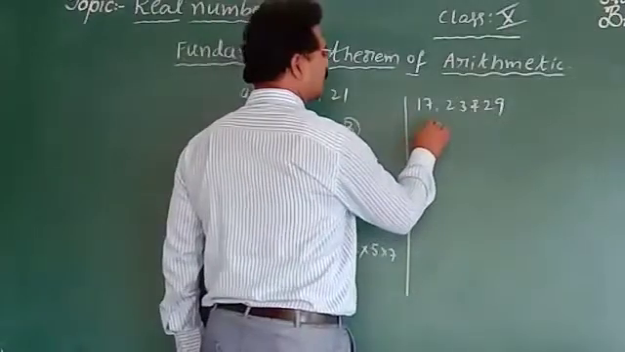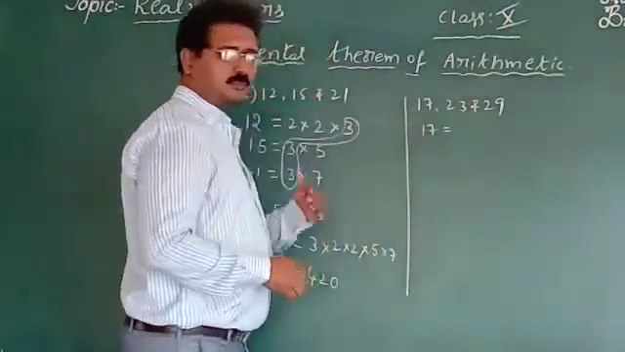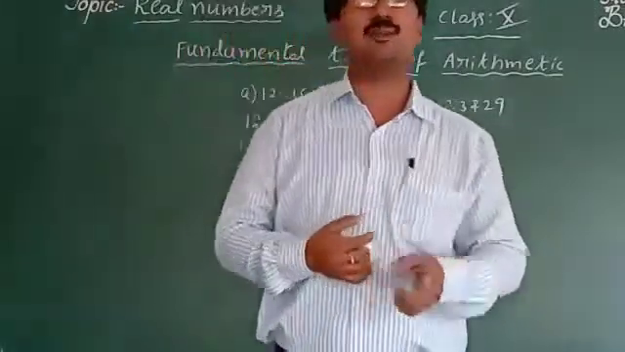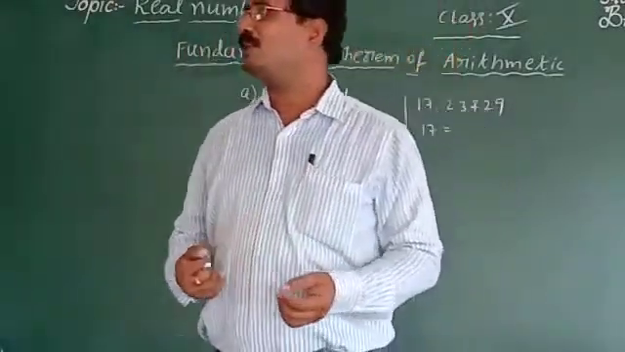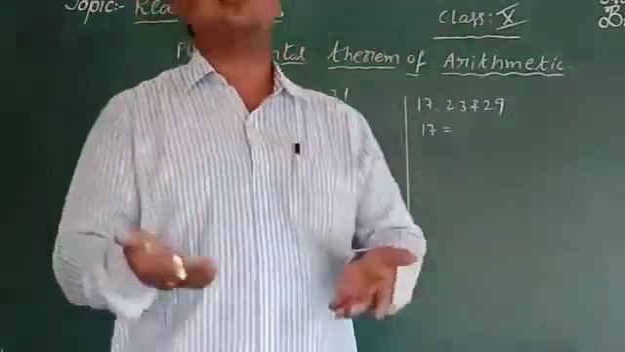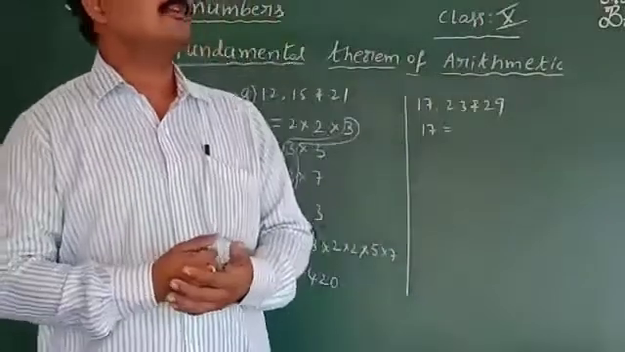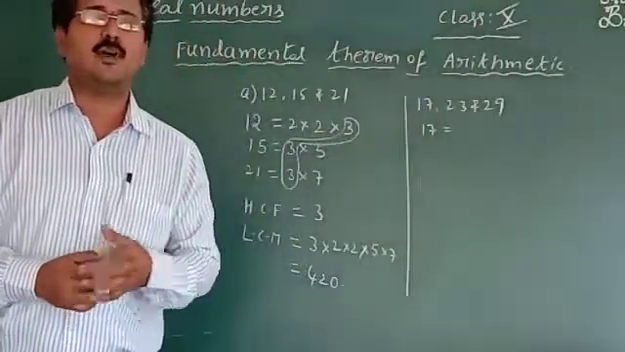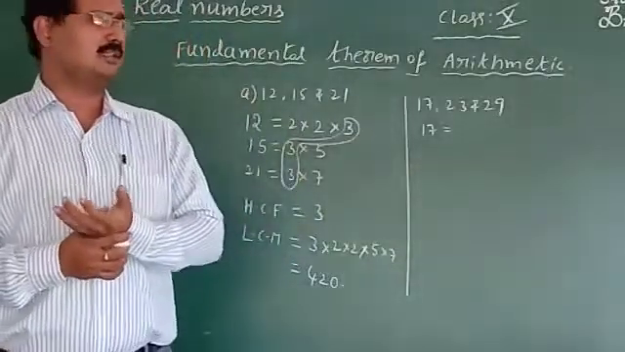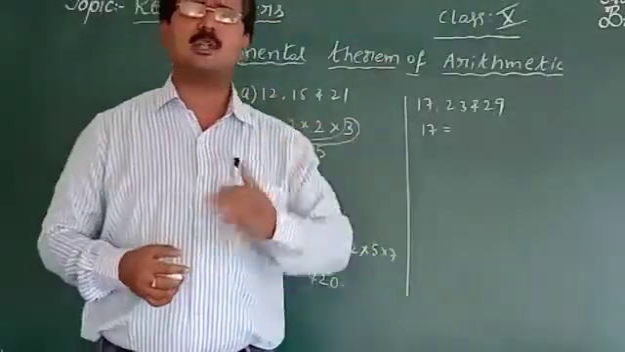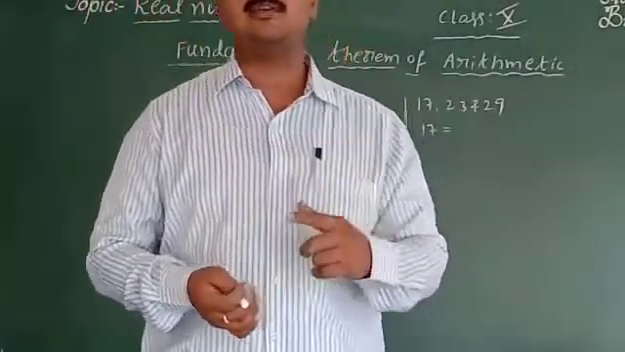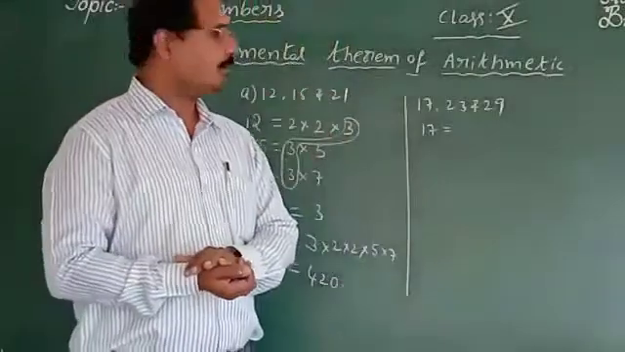First of all, 17. Since 17 is a prime number, you already know what a prime number is. Again, the definition of a prime number is also important. A number whose only factors are 1 and itself is called a prime number. Prime numbers start from 2 onwards: 2, 3, 5, 7, 11, 13, etc. These are the prime numbers.